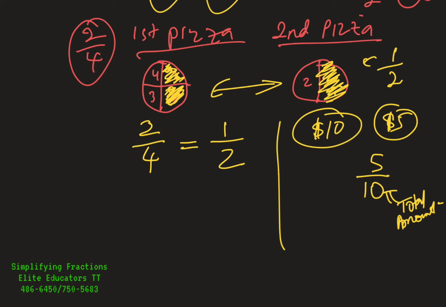So if we look at it, we have 5 over 10 is equal to 2 over 4 is equal to 1 over 2. Guys, this is equivalent fractions, and this is actually the key.